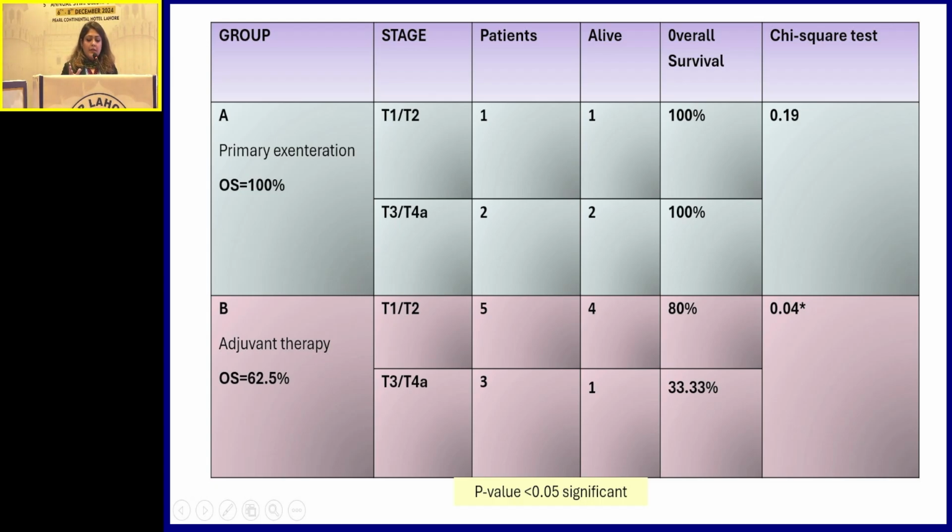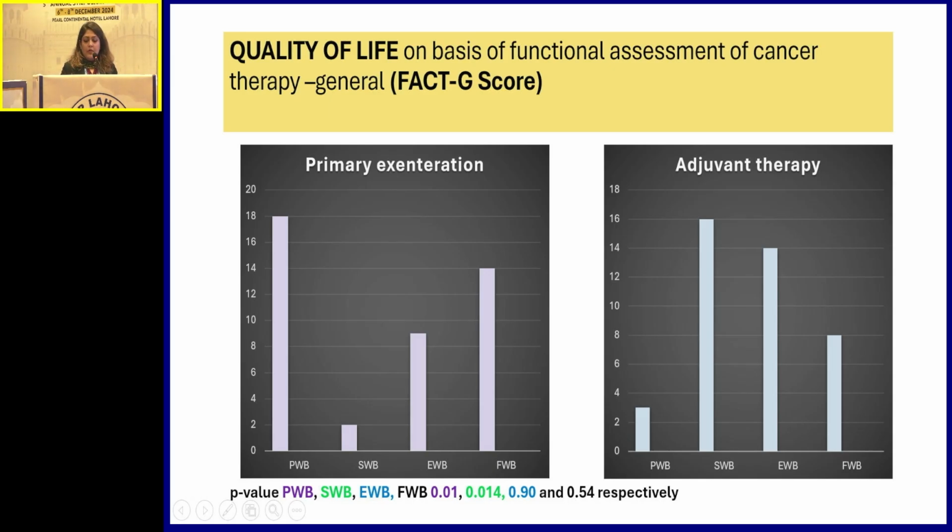This was the point at which we theorized that dividing the disease into T1, T2 versus T3, T4A is important if you want to opt for adjuvant therapy in patients. The lower the stratum of the disease, the higher the chances that the patient can opt for adjuvant therapy. However, if the disease is advanced, it is better to go for primary exenteration.